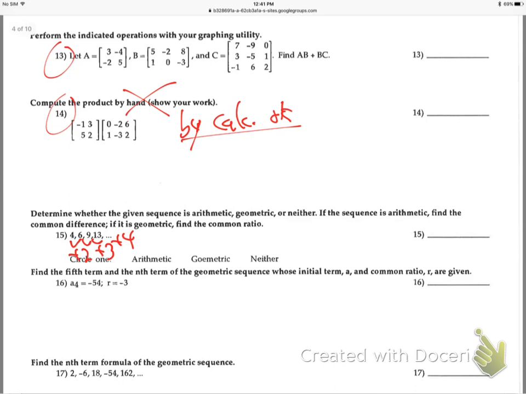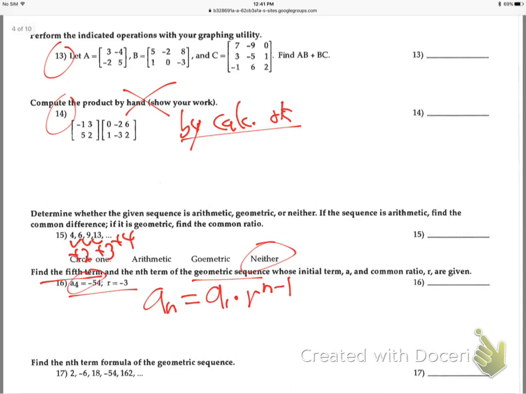Okay. So this is neither, because it's not adding the same number every time. It's not multiplying the same number every time. Find the fifth term of that. Is that tricky? It's geometric. So what is it? I can't remember that formula. It's a1 times r to the n minus 1, right? So there it is. So what does that mean?